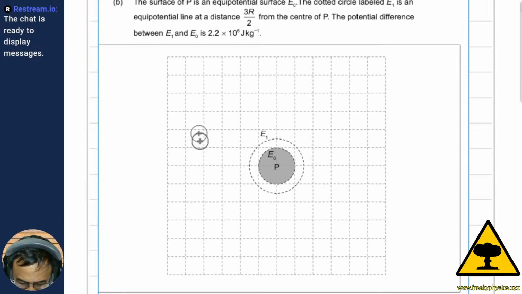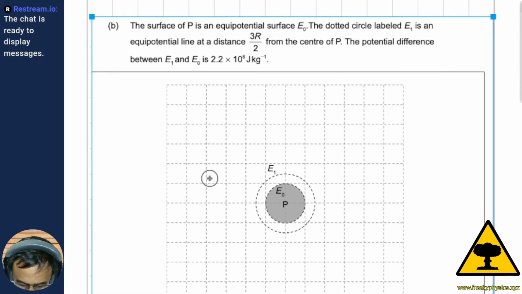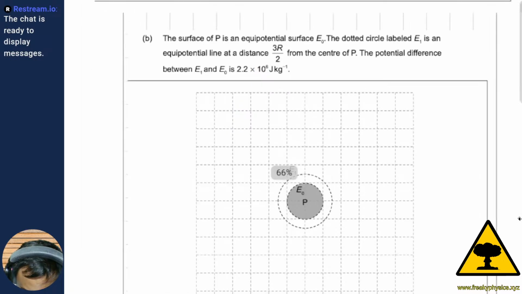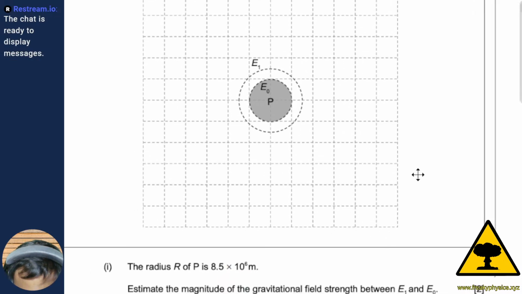All right, so first of all, we have the surface of P is an equipotential. P is the planet in question here. Dotted circle E1 has equipotential line given 3r/2 from the center of P. The potential difference between those two is 2.2 times 10 to the 6 joules per kilogram. The radius is given below as 8.5 times 10 to the 6 meters, and we'll estimate the magnitude of the gravitational field strength.